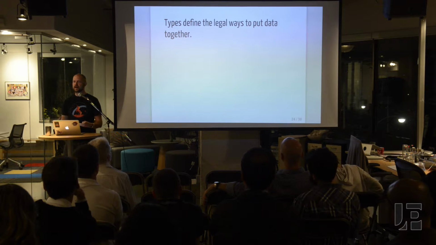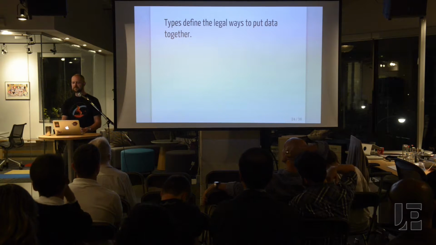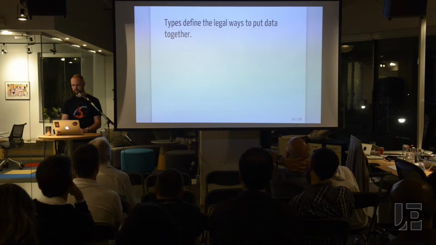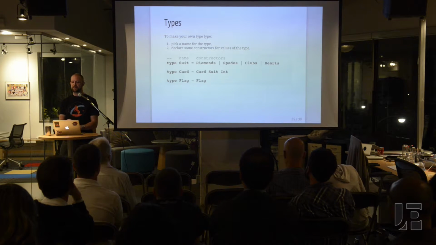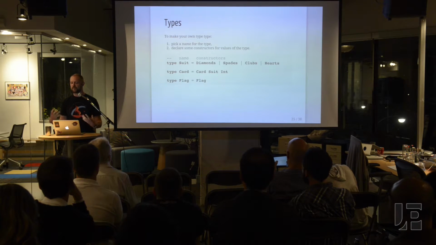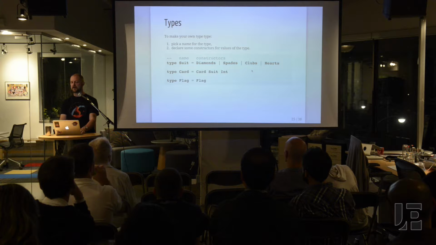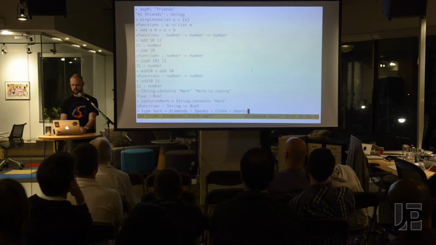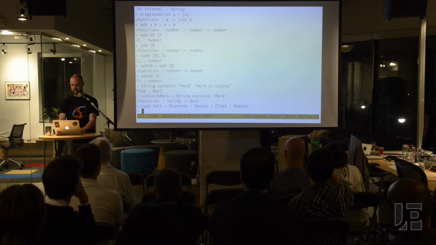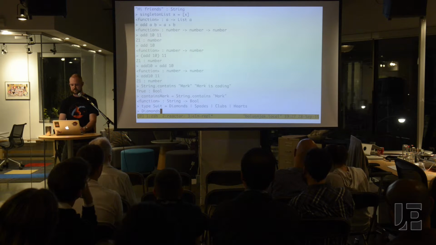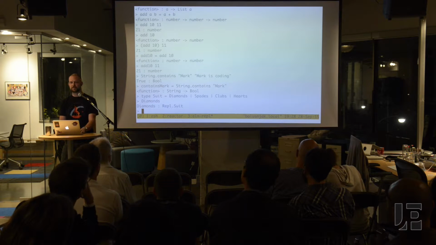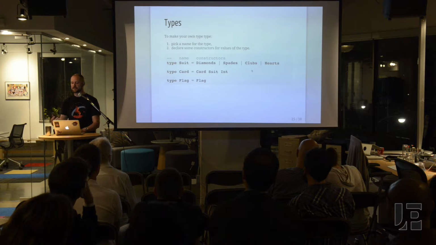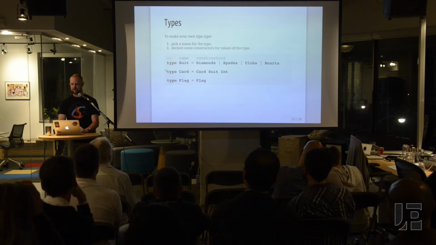We've seen types thrown around, types that already existed. Types define the legal ways to put data together. If you want to make your own type, all you need to do is pick a name for the type and then declare some constructors for values of that type. Let's say I wanted a type called suit that could be diamonds, spades, clubs, or hearts. I just say that. And if I say diamonds, then I get a value of diamonds, and its type is a suit. That's all there is to it. Very lightweight syntax for declaring what sort of data structures we can have.